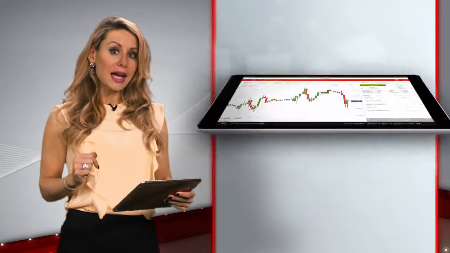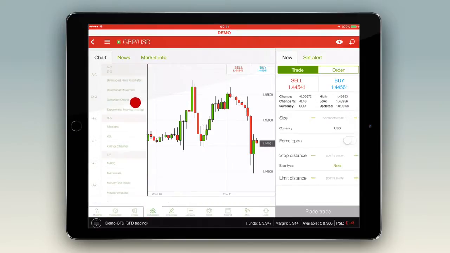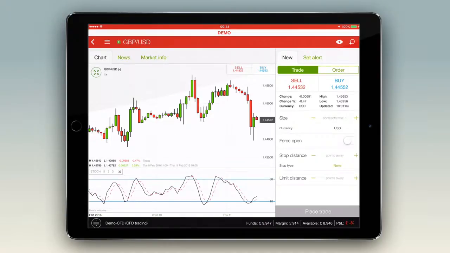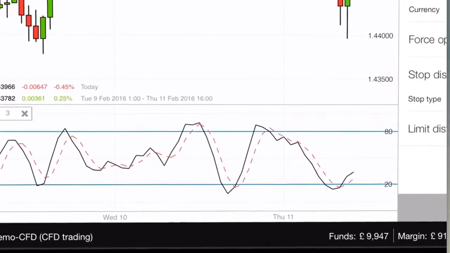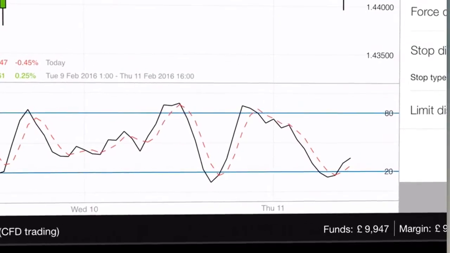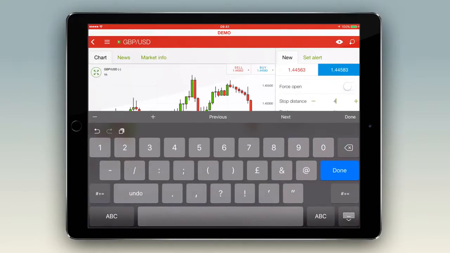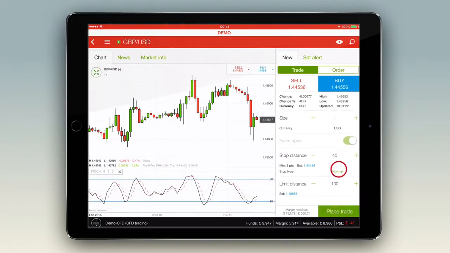So let's have a look at the pound against the US dollar then. Having opened our chart of the sterling US dollar, we can see that we want to add the stochastic indicator. We do this by tapping the chart and then selecting the stochastic. We can see that the indicator went below 20, indicating a potentially oversold market, but then began to turn higher. Because of this moving indicator, we decided to buy the pound against the US dollar. We bought one contract with a stop 40 points away at around 14425 and a limit of 100 points away at 14564.